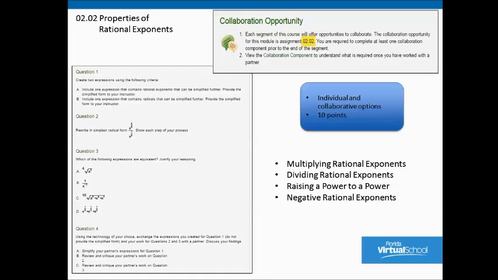For 2.02, the students start learning about the properties of rational exponents.